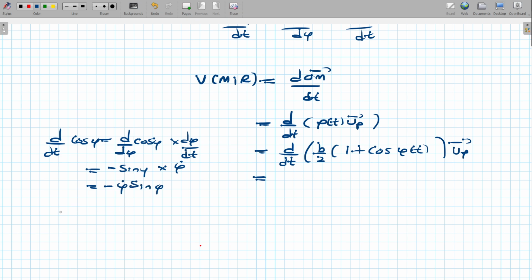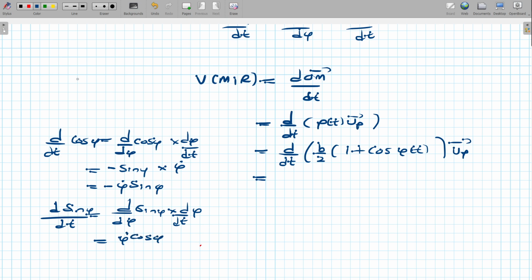It's very easy. The same thing for sine. So the derivative of sine phi with respect to time is basically going to be equal to the derivative with respect to phi of sine phi, multiplied by the derivative with respect to time of phi. So the derivative of sine is cosine. So the final answer here is phi point cosine phi.